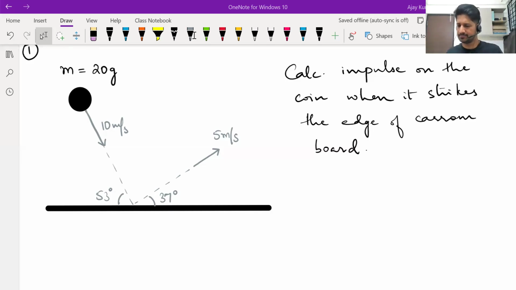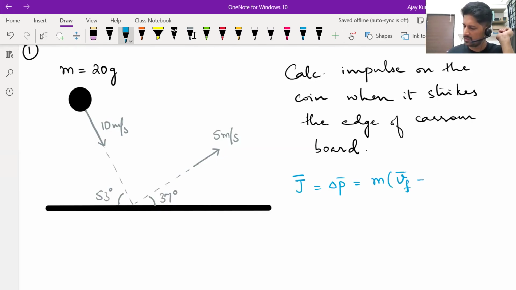Okay, any answer? And listen, you are asked to calculate impulse. Impulse by definition is change in momentum, which is mass into final velocity minus initial velocity. That's all. Mass is known, 20 grams. We'll express it in kgs later. We need to write velocities as vectors, final and initial.